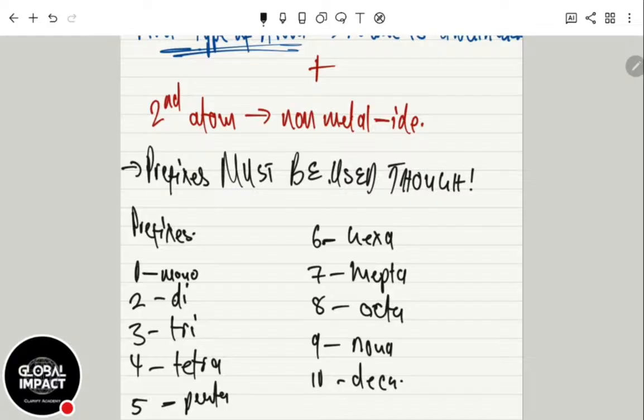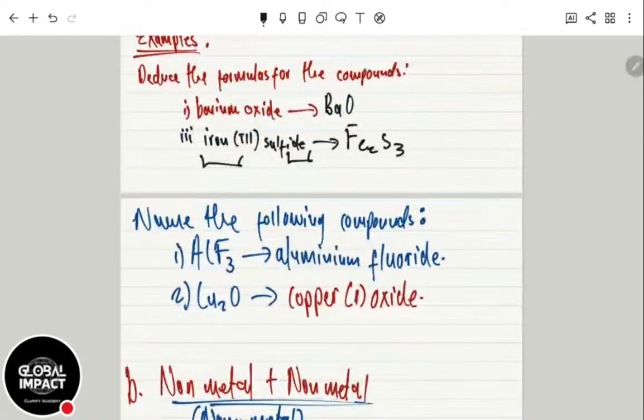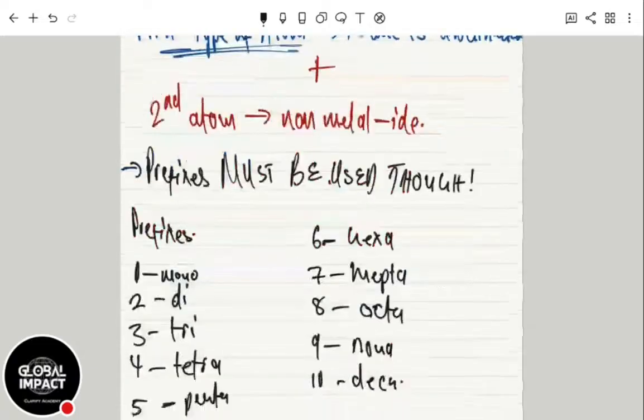These are the prefixes we need. We need these prefixes when we are naming something that is binary and has just two non-metals. What we are going to use to know the formula is not the charge. When we were given the name to get the formula, what did we do? We put the barium as an ion, then the oxygen as an ion, and we crossed their charges to get the formula. Here, you don't cross any charges.